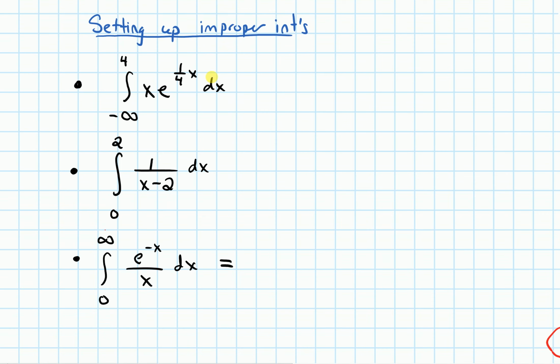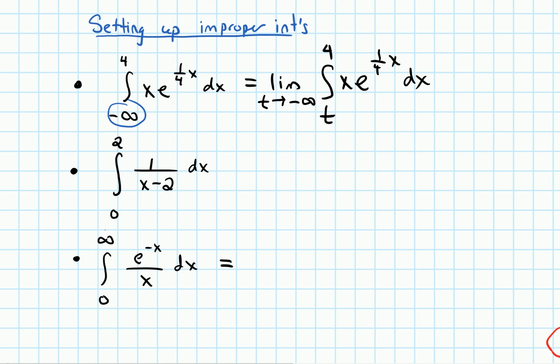With this first integral, it's improper because of the negative infinity. So what I would do is replace that negative infinity with a variable like t, keep the rest of the function the same, e to the 1/4 x dx, and then take a limit. I take the limit as t approaches negative infinity. And that's how I would begin the process of evaluating this integral.